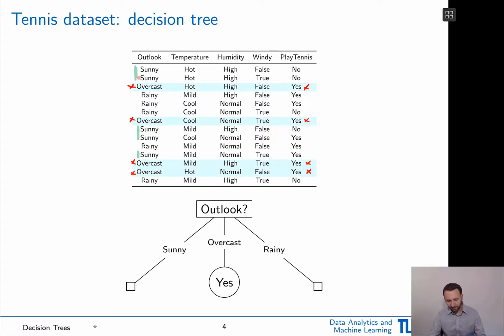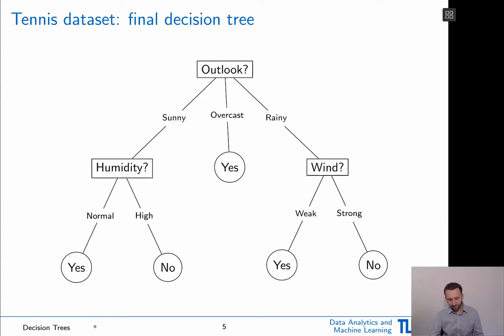So let's go back here. So for example, sunny, humidity high, here it was no. Humidity high, the answer was no. Humidity normal, the answer was yes. So normal is yes and high is no. And we can do the same for the wind, right?